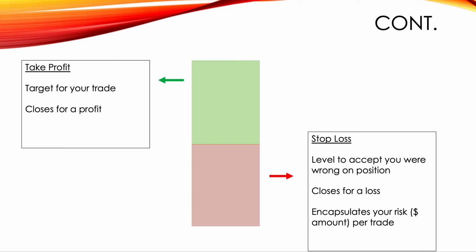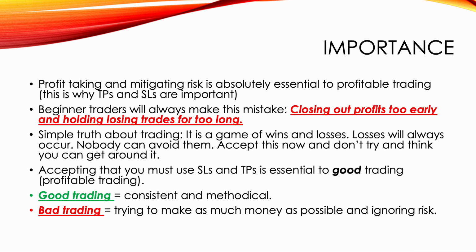Okay, and as we said, guys, take profit is a target for your trade, closes out for a profit. Your stop loss is the level you're able to accept that you are wrong on a position, it closes you out for a loss. But what's also interesting and really cool about the stop loss is that it encapsulates your risk, your dollar amount per trade. So if you want to say lose $30, it's all going to be set using the stop loss. We'll speak about that in a bit, right?